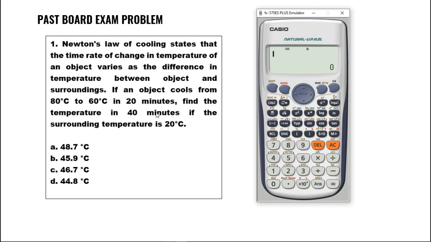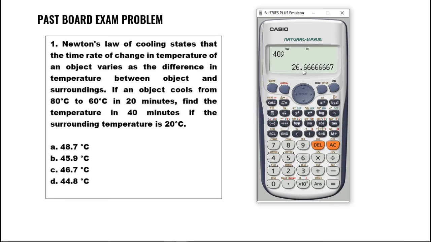So find the temperature in 40 minutes. Okay? So we have here shift stat. Stat then regression pa rin. Hinahanap natin is temperature. So that is in Y. So we have here 5. Then 40 minutes. So this is the change in temperature. So meaning, i-add natin yung, so change of temperature siya guys.